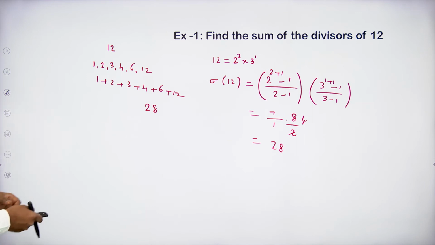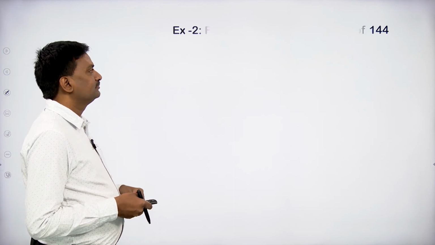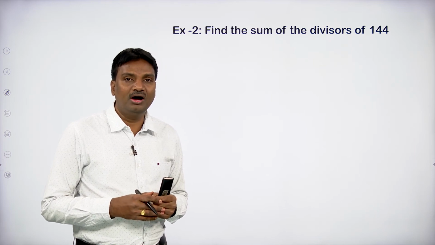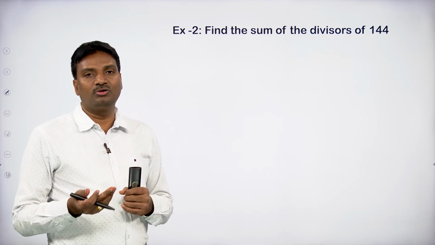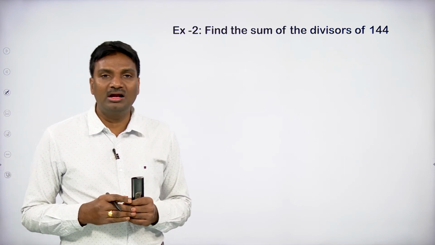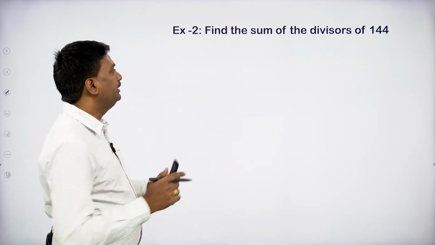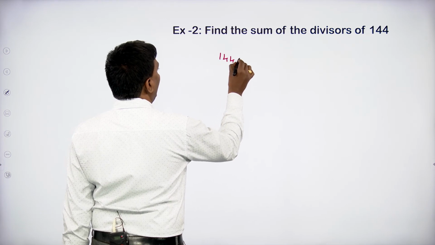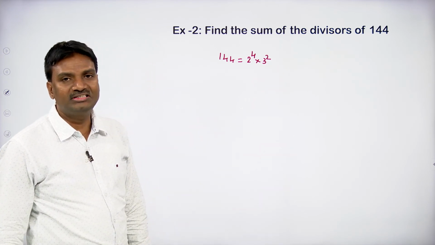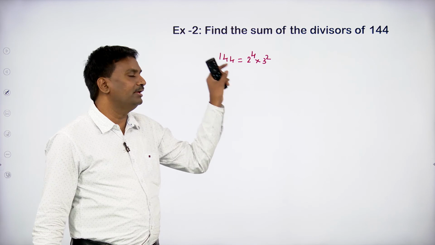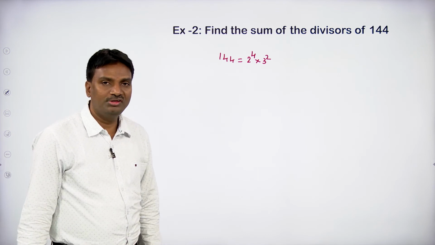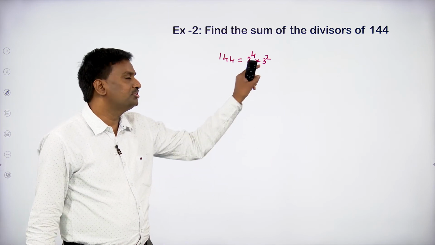Okay, next problem. Find the sum of the divisors of 144. In the above problem, we had the number 12. Here we have the number 144. Whatever the number may be, first we have to express the given number in the form of p1 power alpha 1 into p2 power alpha 2 into so on. Here 144 can be written as 2 power 4 into 3 square. 2 power 4 is 16, 3 square is 9, and 16 into 9 is 144. Now here also we have the product of only two numbers, 16 into 9.